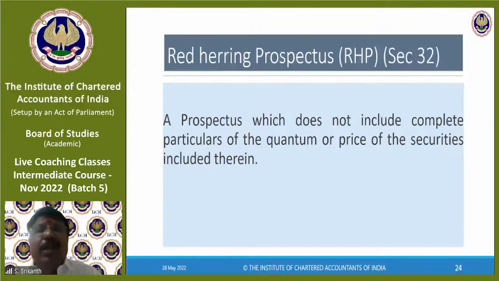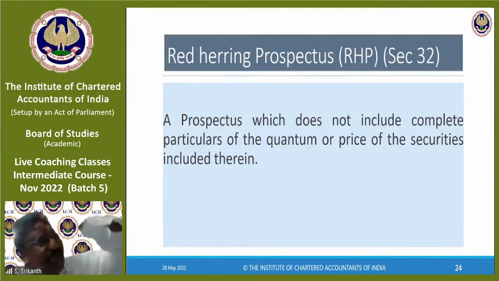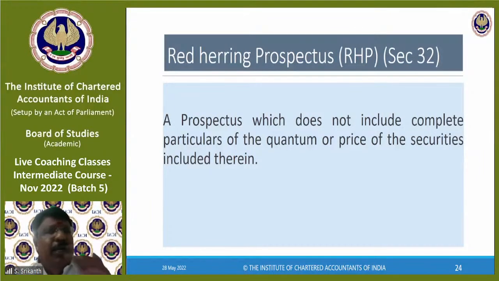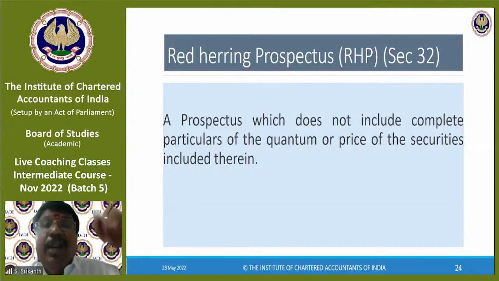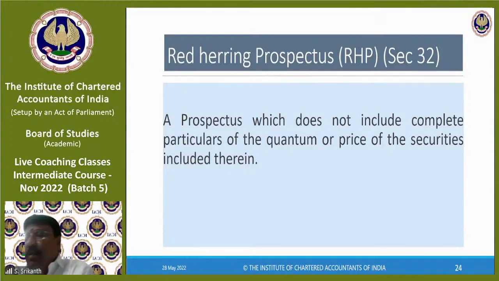But one method of doing it is, instead of telling the price, you issue a prospectus. It will contain all the particulars, everything. Legally, it will be pakka. All material facts, accounts, everything will be there. But two things will be missing. What is that? Quantum and price. How many shares, and price. This is called the red herring prospectus.